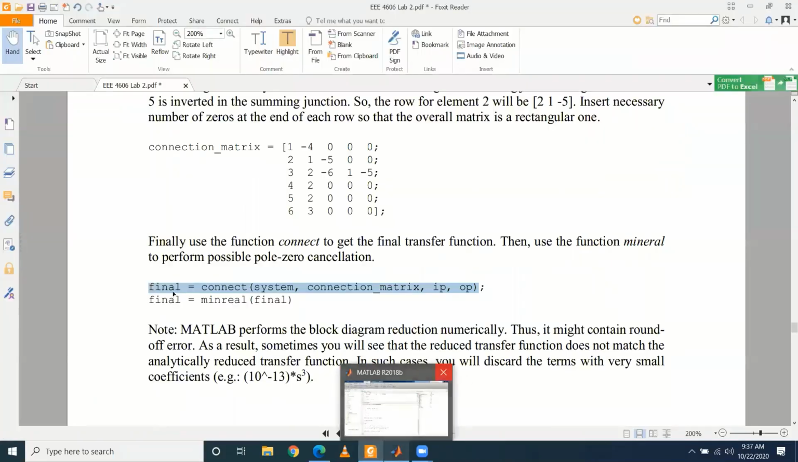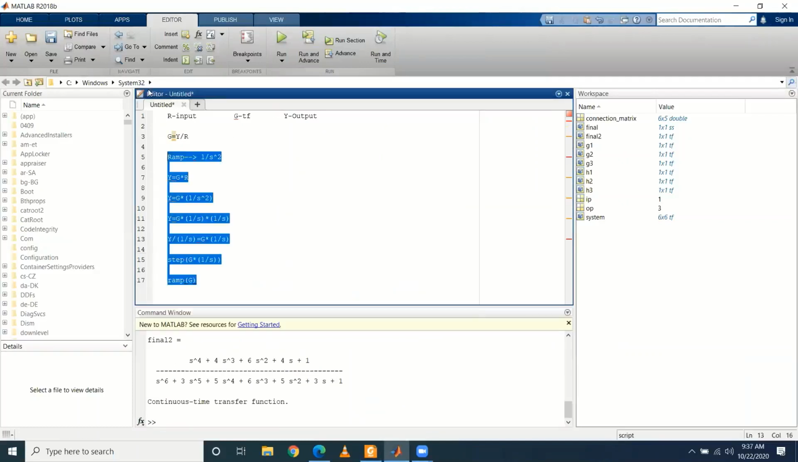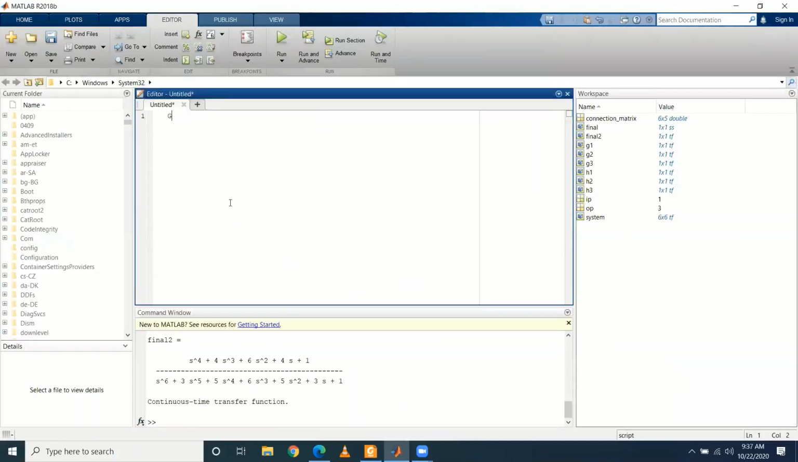Now one extra line we have is called minreal. Minreal is used to perform pole zero cancellations, so it is used to further simplify the transfer function. What does pole zero cancellation mean? Suppose our transfer function is something like this: G equal to S multiplied by S plus 2.01 divided by S plus 1.99.